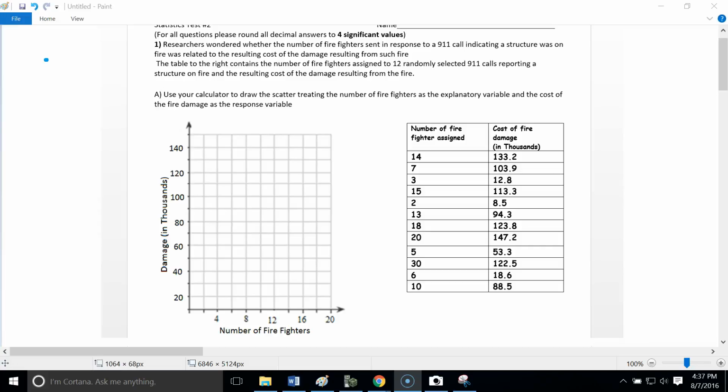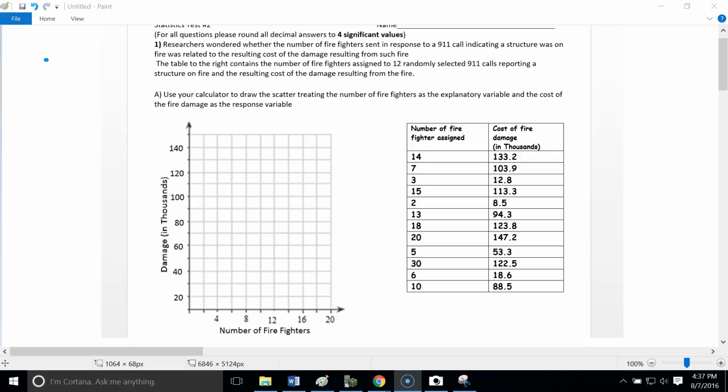Okay, the first question says, researchers wondered whether the number of firefighters sent in response to a 911 call indicating a structure was on fire was related to the resulting cost of damage resulting from such fire. The table to the right contains the number of firefighters assigned to 12 randomly selected 911 calls reporting a structure on fire and the resulting cost of the damage resulting from the fire.